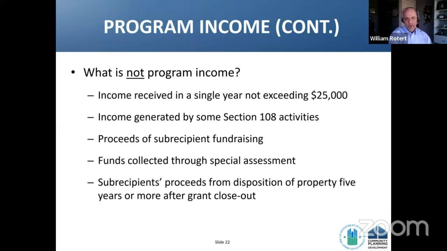And then subrecipients, those organizations that you fund through your CDBG program, typically nonprofit groups. Subrecipients' proceeds from the disposition of properties 5 years or more after grant closeout. So you've had a long-standing relationship with a subrecipient, and at some point that relationship ends. These rules apply for 5 years after the closeout of that subrecipient grant.